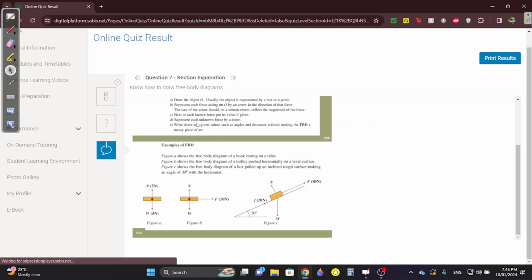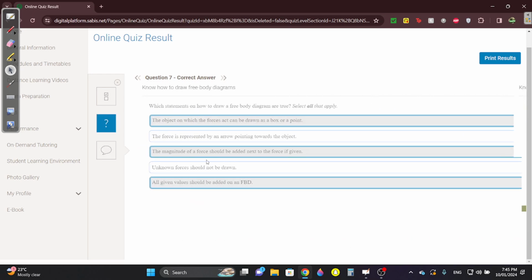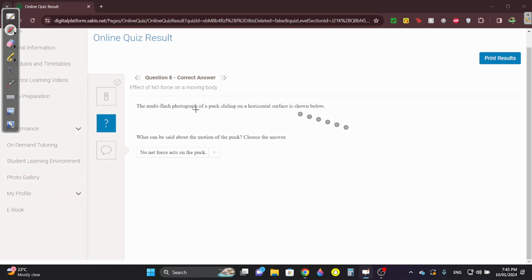It's one long paragraph talking about it. All given values should be added on the FBD. So any value you have should be added in your diagram. FBD is your free body diagram.